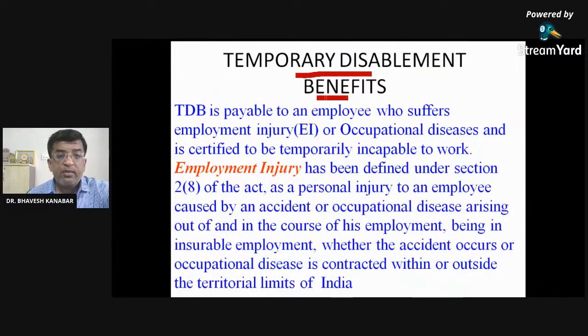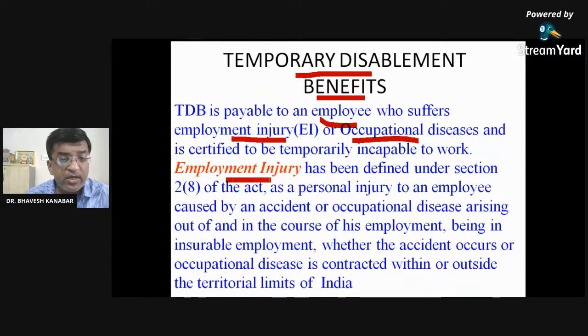Then temporary disability benefit. So we have covered medical benefit, sickness benefit, extended sickness benefit, and maternity benefit. Now temporary disability. You know that because of a disease there can be disability, which may be temporary or which may be permanent. So temporary disability benefit is payable to an employee who suffers from an employment injury. Suppose the disability is temporary. Suppose there is a fracture, then disability is there. It may be temporary. Once the fracture is repaired, this disability may not be seen any longer, or because of an occupational disease, right?